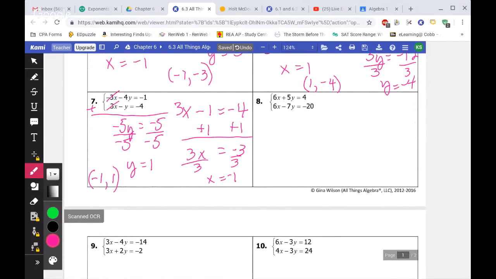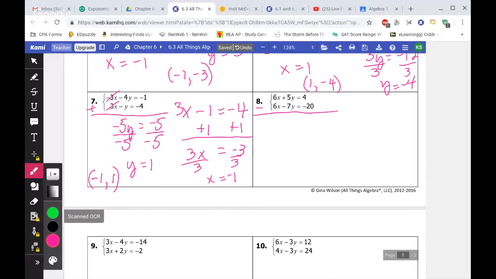Okay, on number 8, what is the term with the matching coefficients? The 6x. Yes, good job, guys. Are the signs the same or are they different? They're the same, so you're going to subtract? Yes, they're the same, so you're going to subtract. Good job. I'm so glad that y'all are getting this.